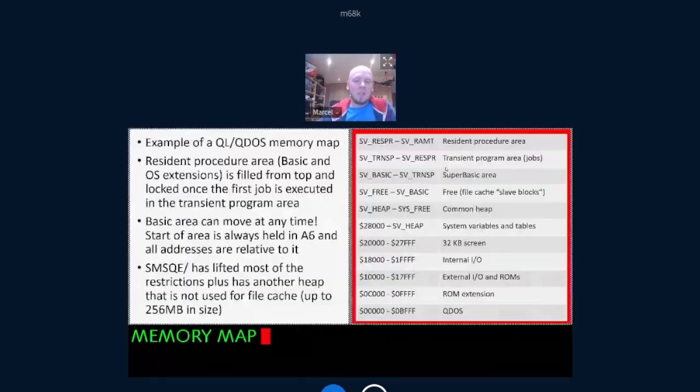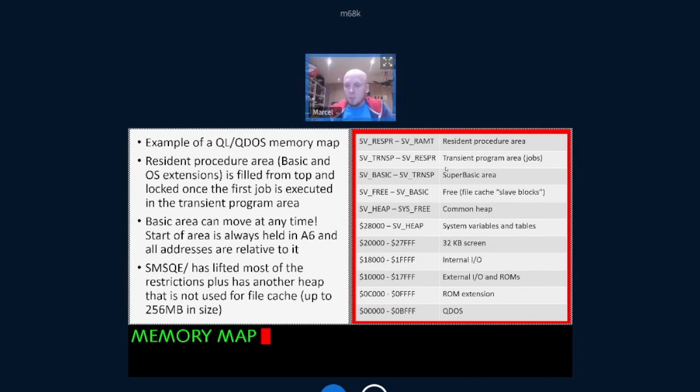Okay. So, get into the deep. Here's an example memory map for the technically inclined. You've got QDOS ROM at the bottom, optional ROM extension further up, starting at 20,000 hex. Then you have the system variables at 28,000 hex and the second screen. So that's usually not usable.